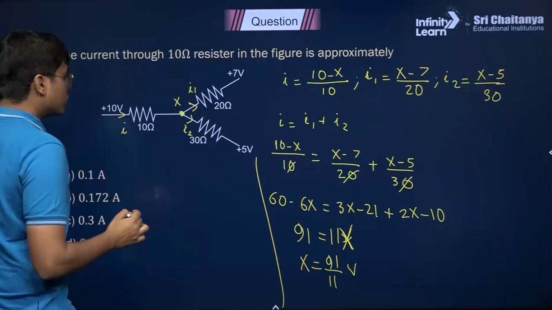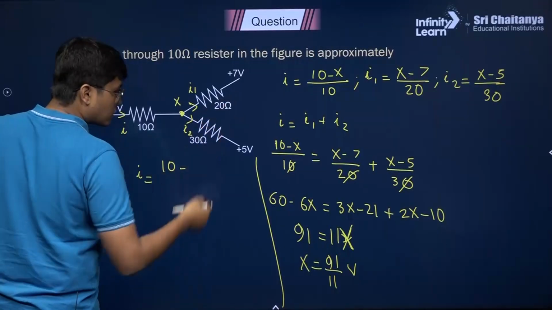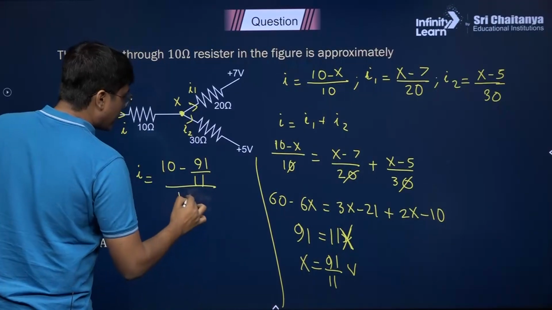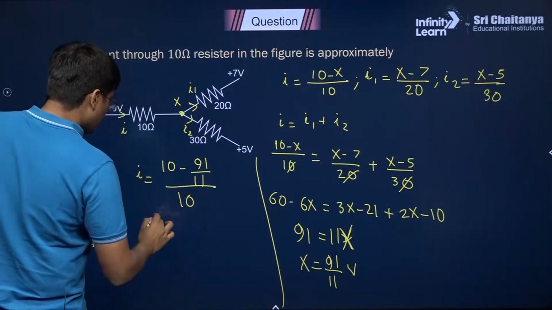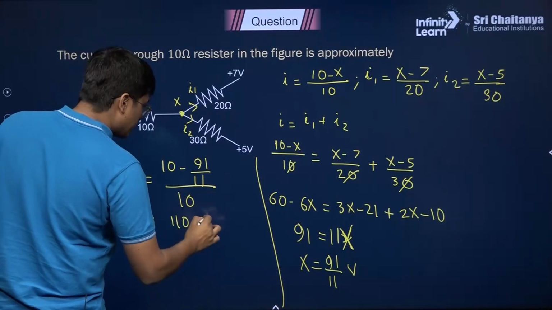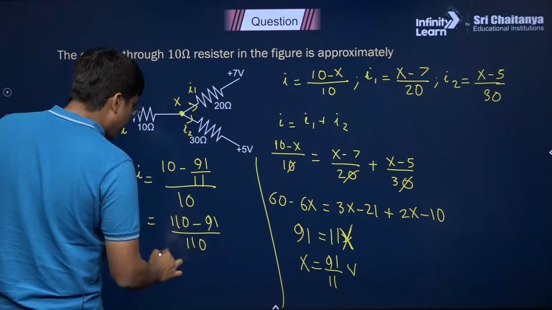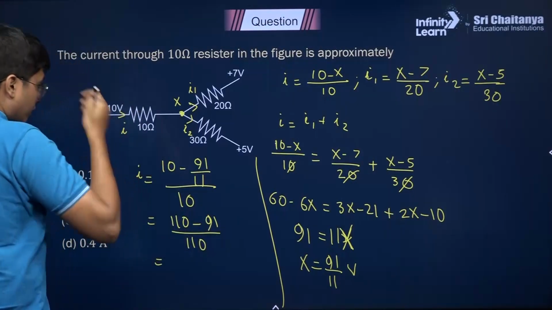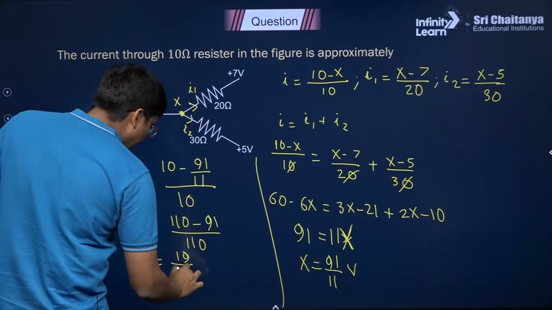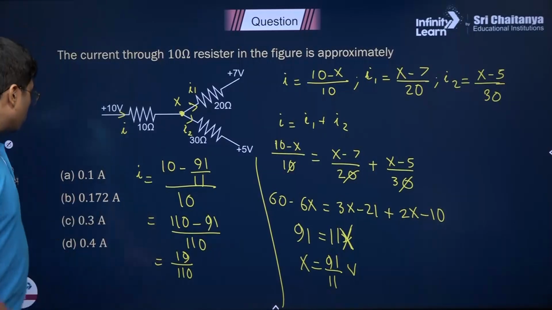Let's create a partition here. And I is equal to (10 minus X), which is 91 by 11, divided by 10. So that is going to give me (110 minus 91) divided by this 11, which is not going to come down, with 110. That makes it 19 by 110. 19 by 110. So over here, right off the bat, I know this should be the answer.